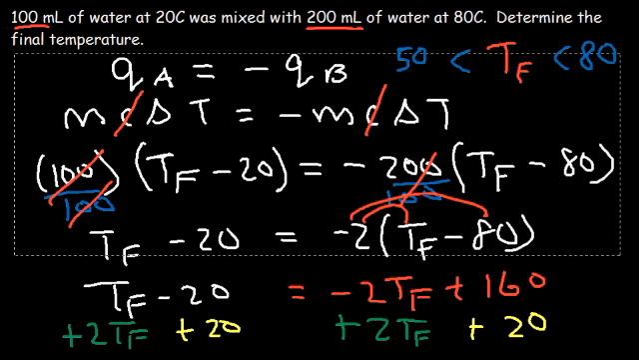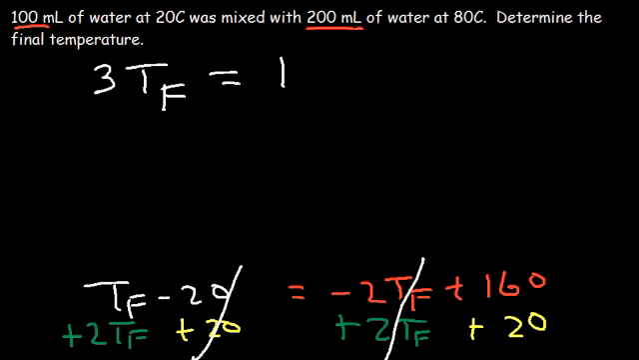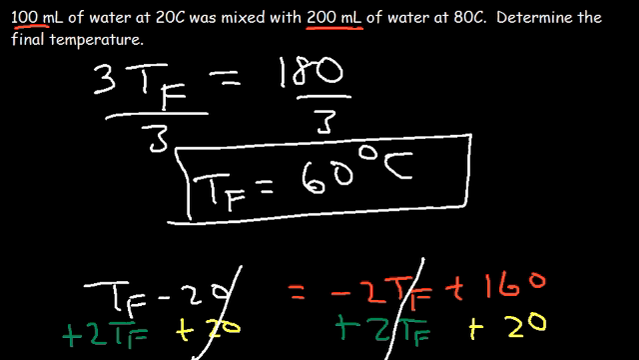And so let's clear away some stuff. Let's make some space. So what we now have on the left side is 3 TF. These cancel. And on the right side, this is equal to 180. So 3 goes into 18 6 times, so if you add the 0, it's going to be 60. And that's the final temperature of the mixture, or when you combine the two samples of water.